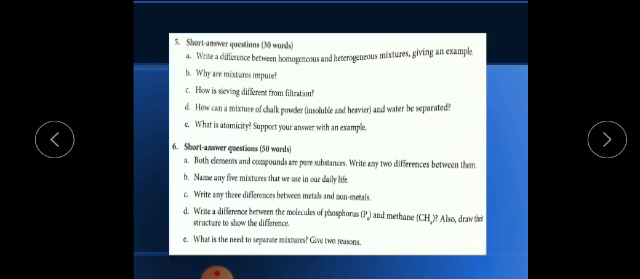Okay children, now the very important question: what is the need to separate mixtures? Why are we separating the mixtures? Because there are 3 points. The first one is to remove the harmful component. Sometimes, as I told you, we want a desirable component from the mixture.